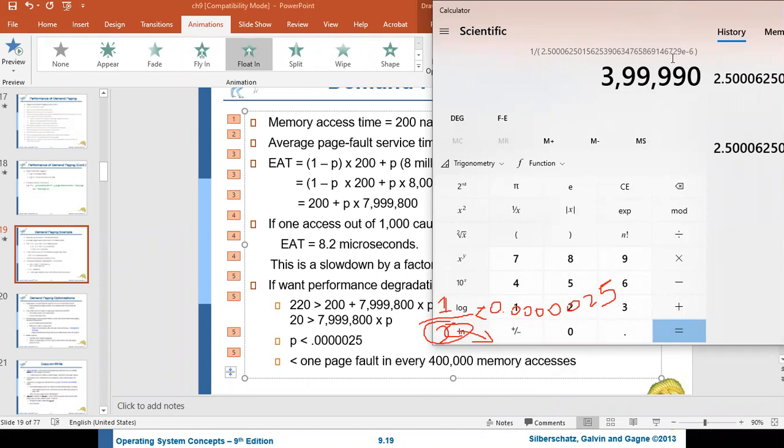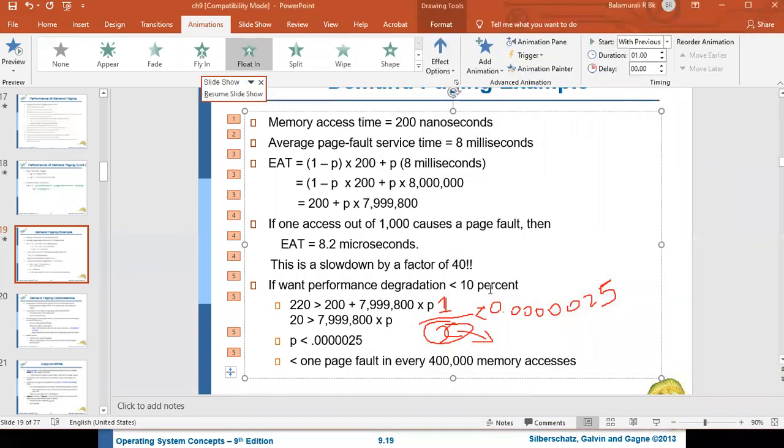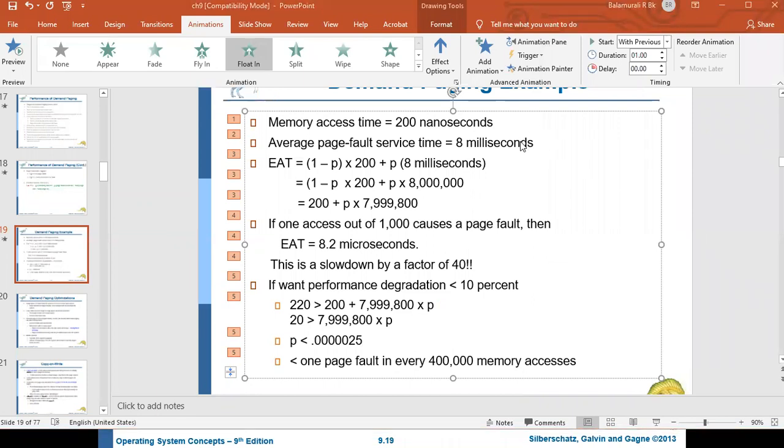If there is one page fault, then the performance degradation will be less than 10%. So this is how we evaluate the performance of demand paging. It is not that we can have any number of page faults. The page faults should be limited so that we can get better performance. Fine, that's it about this particular topic.